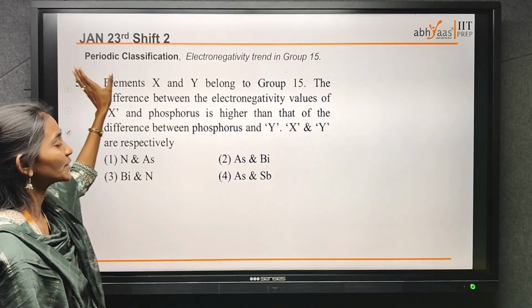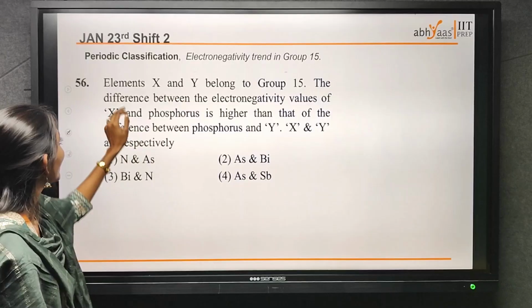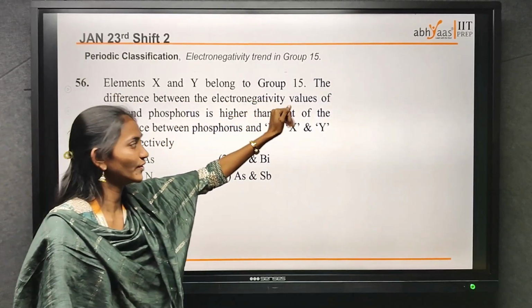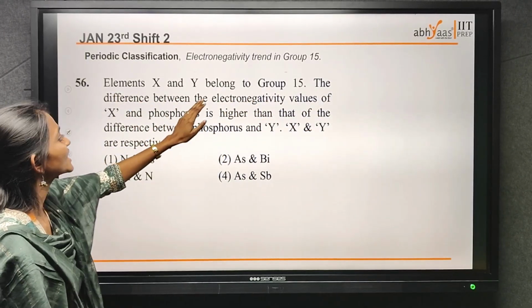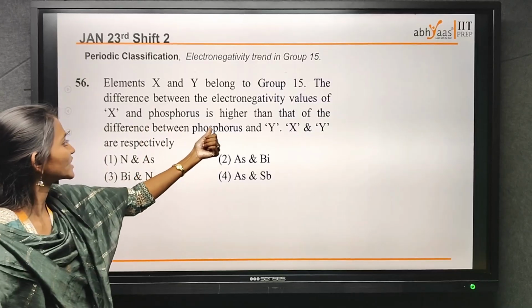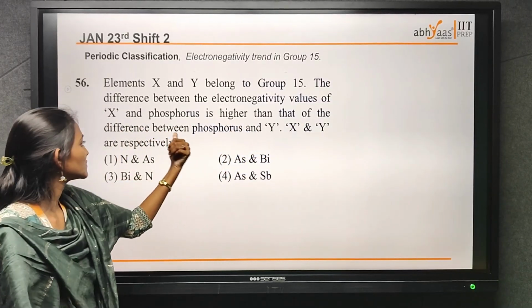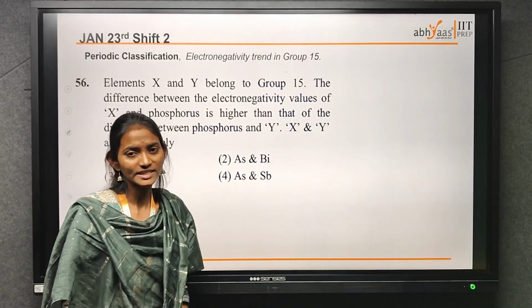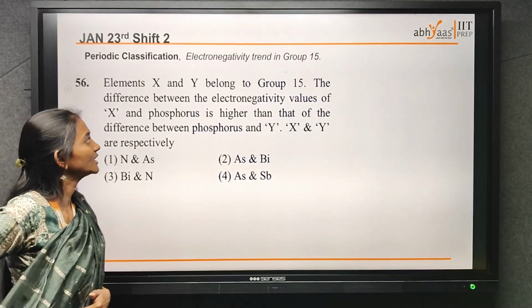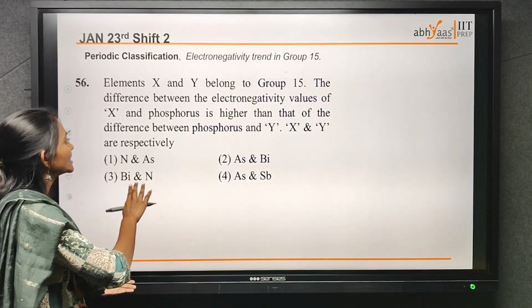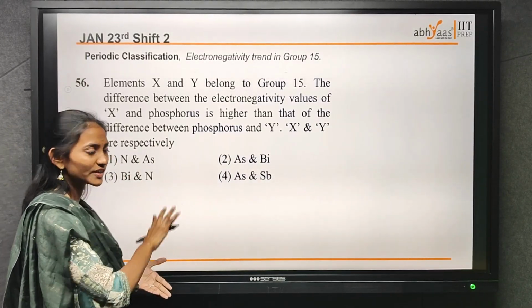This question was asked from periodic classification. They are asking about the trends. Elements X and Y belong to group 15, right? And the difference between the electronegativity values of X and phosphorus is higher than the difference between phosphorus and Y. What are X and Y, respectively? They are giving a hint that it is a concept based question, in which they are asking that phosphorus is greater than, phosphorus is less than.